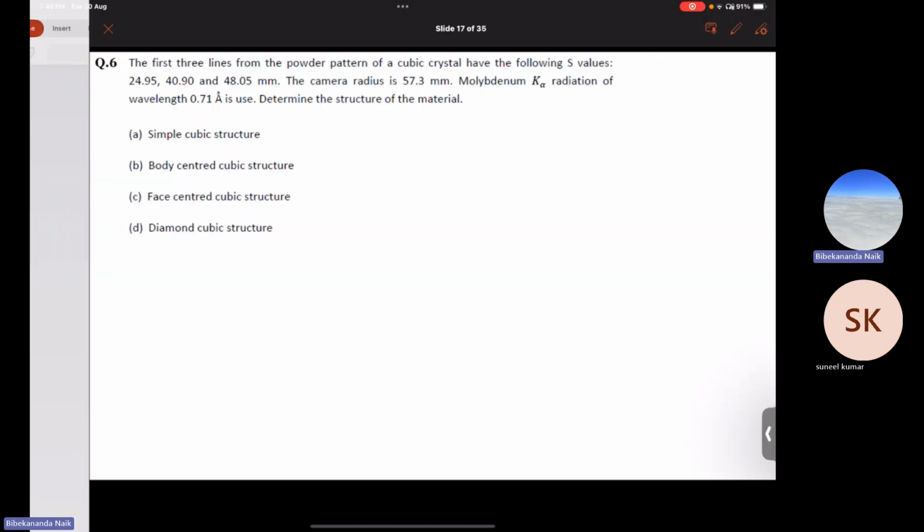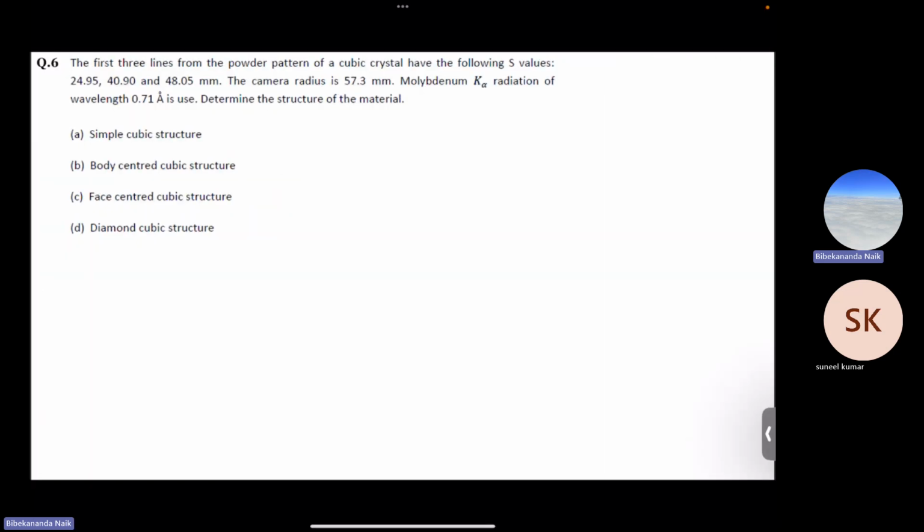Then here is question number 6. The question says the first 3 lines from the powder pattern of a cubic crystal have the following S values: 24.95 mm, 40.90 mm, and 48.05 mm. The camera radius is 57.3 mm. The molybdenum K alpha radiation of wavelength 0.71 angstrom is used. Determine the structure of the crystal.